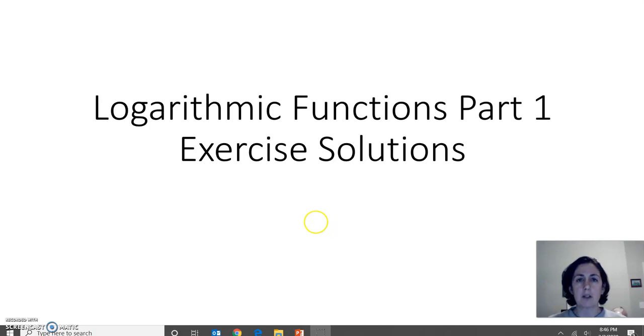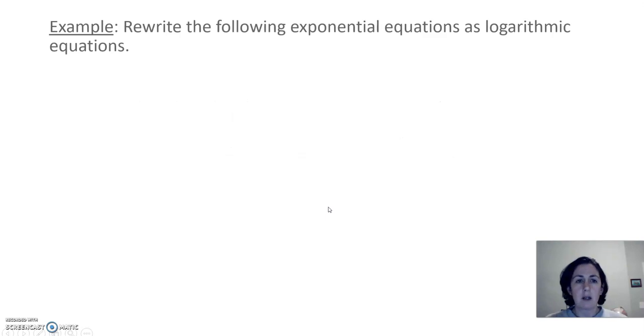Let's take a look at the solutions to logarithmic functions, part 1, exercise solutions. Rewrite the following exponential equations as logarithmic equations. The first one, we have 5 raised to the third power equals 125.